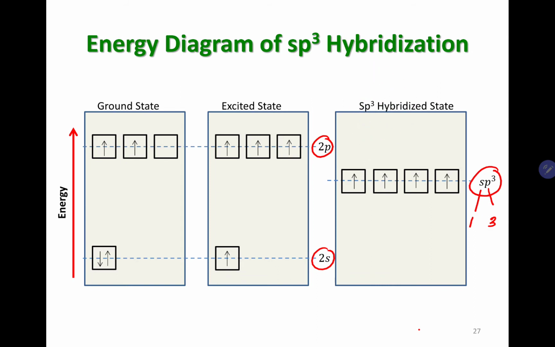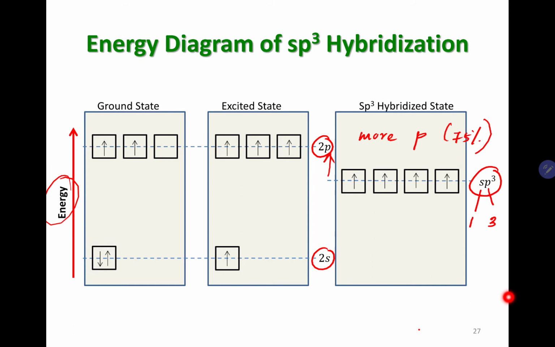Of course, since you are mixing three p orbitals and only one s orbital, these sp3 hybridized orbitals will have more p character. Why? Because 75% of the orbitals are from p. So this will have more p character and less s character. That is why the energy of these sp3 hybridized orbitals is closer to the p orbitals.